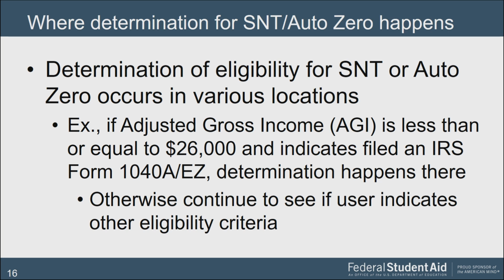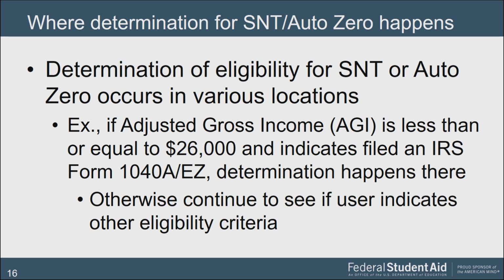So first thing that they report, are they a tax filer? If they say they're a tax filer, then they report their AGI. If their AGI is $50,000 or more, then we've determined they're not eligible for simplified needs, and that's done. We're not going to do any more checking. If their income is less than $50,000, then we're going to ask them what type of tax return they filed. And if they say that they filed a 1040A or EZ or a tax return from Puerto Rico or one of the trust territories, then they've met the criteria. We make the determination there. We don't have to ask any other questions to determine eligibility.